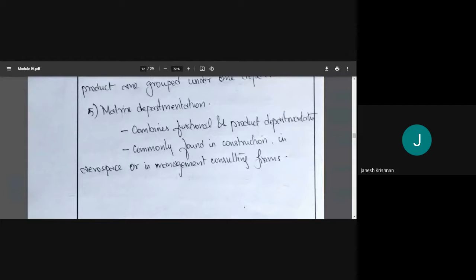So suppose I am in the estimation department, so I'll be estimating for the dam, and also for the stadium.